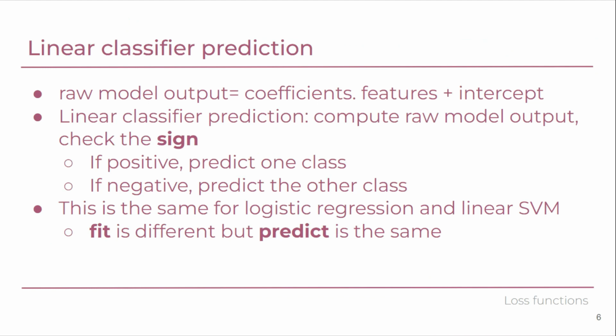First, we compute what we'll call the raw model output, which is the dot product of the coefficients and the features, plus an intercept. We'll then take the sign of this quantity. In other words, we'll check if it's positive or negative. This is a key equation in the course. Crucially, this pattern is the same for both logistic regression and linear SVMs. In scikit-learn terms, we can say logistic regression and linear SVM have different fit functions but the same predict function. The differences in fit relate to loss functions, which are coming later in this chapter.